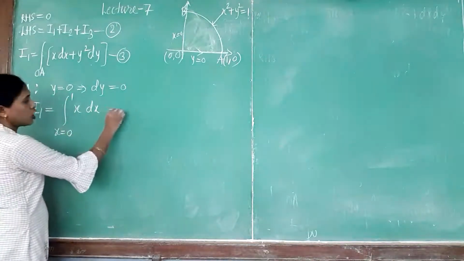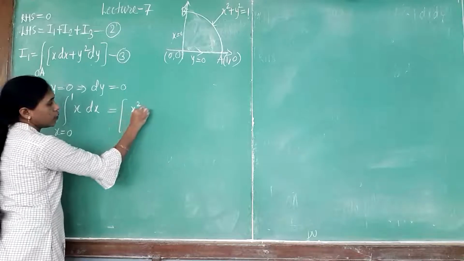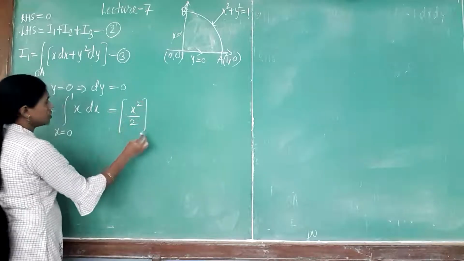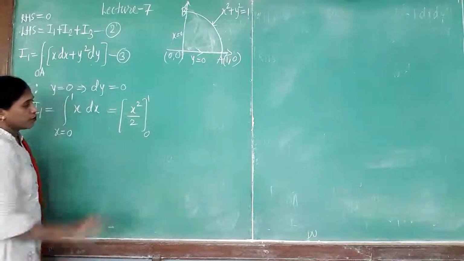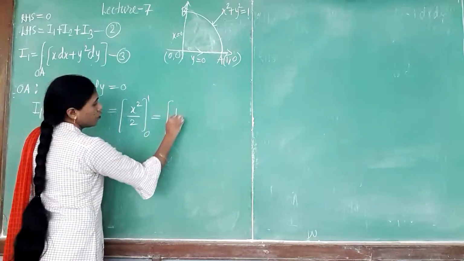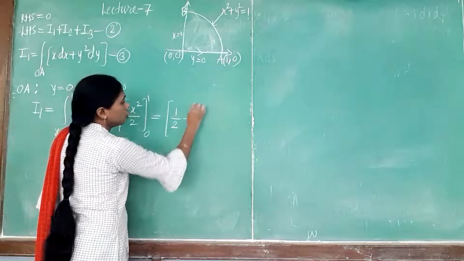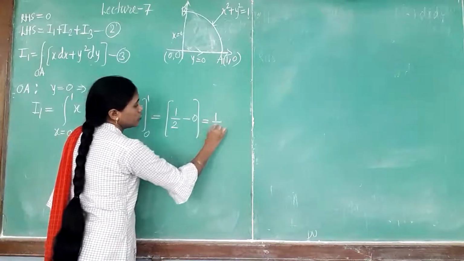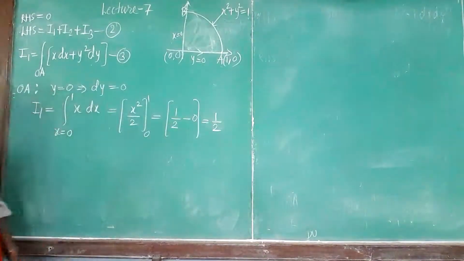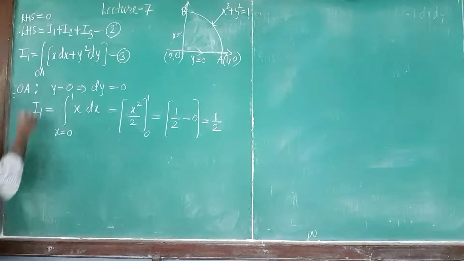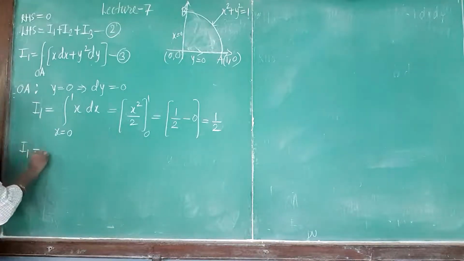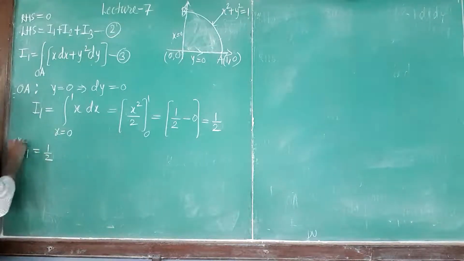Now the integration of x is x square by 2, with limits 0 to 1. Upper limit minus lower limit, so we obtain 1 by 2. Next, I1 is equal to 1 by 2.